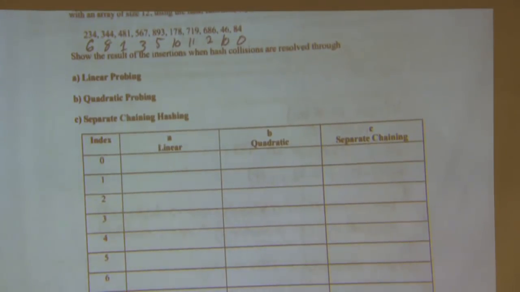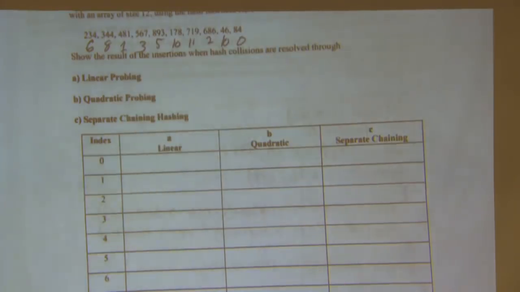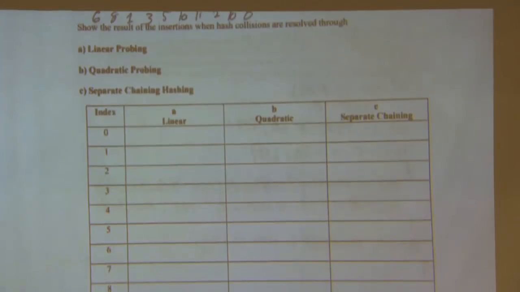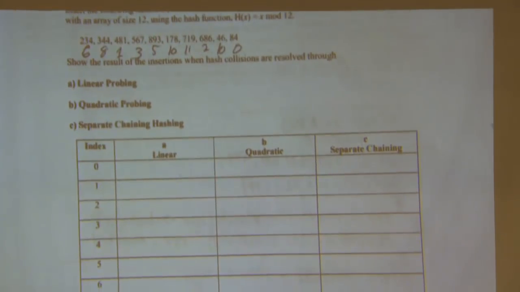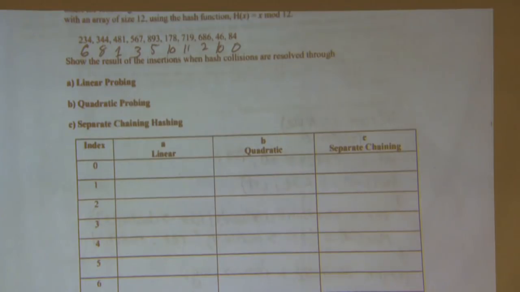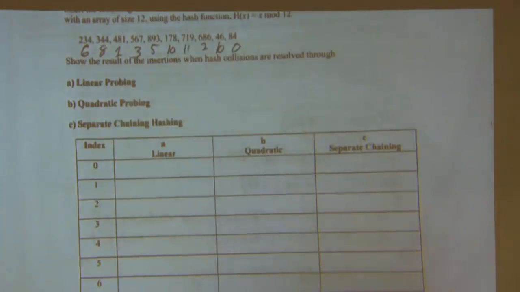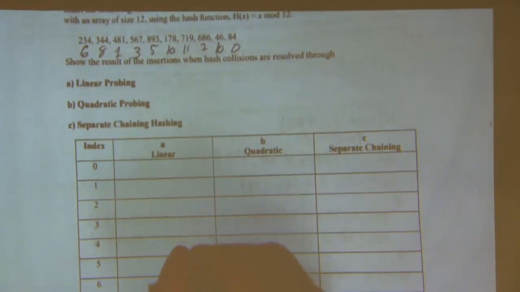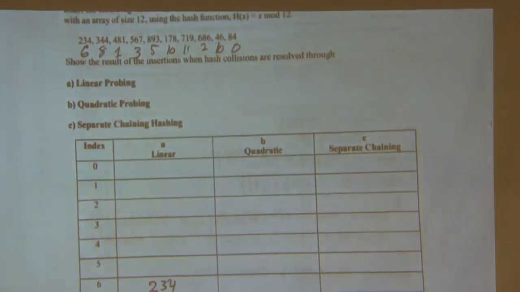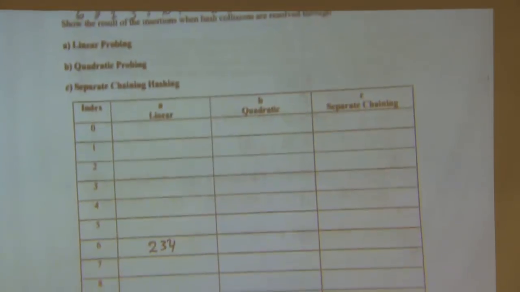Okay, and then it just wants us to show, if we inserted the numbers in this order from left to right, what the hash tables would look like after we finish inserting, using different ways of resolving the collisions. Basically we take our hash value and insert whatever it corresponds to at that position. So this 234 just goes into position 6. 344 goes into position 8.